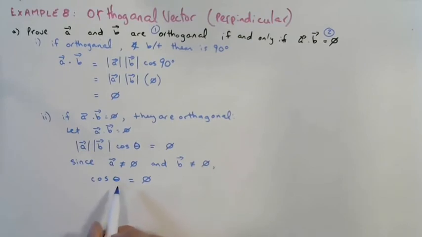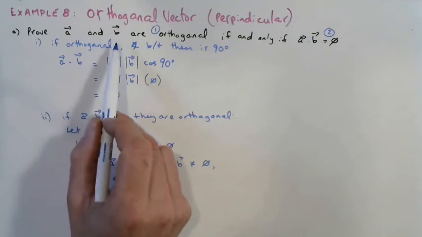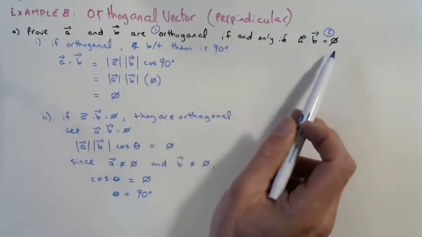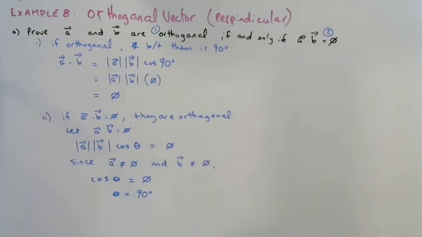What angle is that true for? Take the inverse cos of both sides. Theta is 90 degrees. Okay, that shows that this works both ways. That's the if and only if situation. Therefore, two non-zero vectors, A and B, are orthogonal if and only if their dot product is 0.